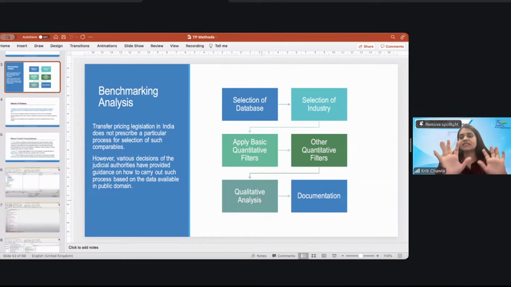Now, let's say that there is an Indian company that has provided services, IT services, to a USA company. This is the example that we discussed in the TNMM case also. So there is an Indian company, it has provided IT services to the USA company. Now we need to justify that this is at arm's length. How do we do that?